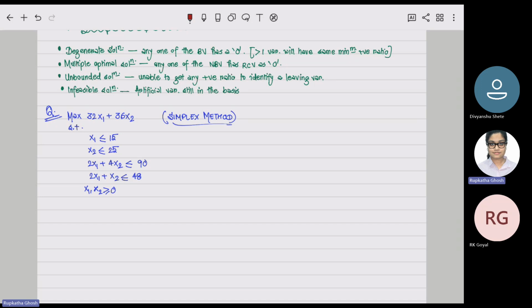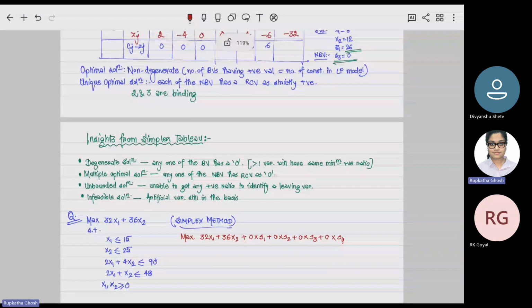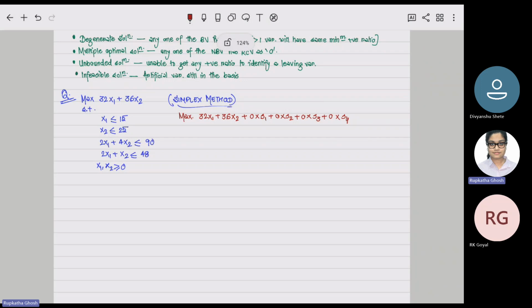So in case you have a problem, okay, fine. Since you already know, yes. So max 32x1 plus 36x2. Okay, first you convert it into standard form, 0 into s1, s2, s3, s4. So everything is straightforward. Then you compute it, and then in the next class, we will discuss the solution you get. Okay. Now here, if the reduced cost value for each of the non-basic variables is negative, then only the problem has reached optimality. So just like in the previous example we solved, you have to do the same thing and tell me what the values of this are. Fine?